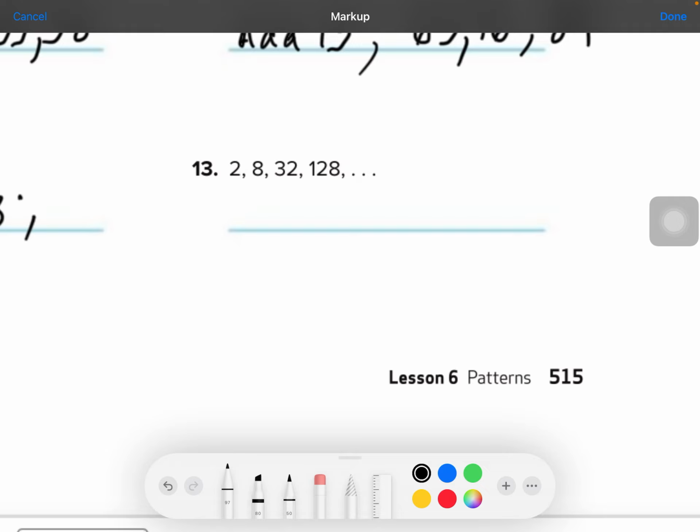Whew. 13. Let's see if we can figure out the pattern. There are 6 in between here, but there's a whole bunch more in between that. So let's see. It's definitely getting bigger, so it's not adding, so it's multiplying by something. 2 will go into 8 4 times. 8 will go into 32 4 times. So it's multiplied by 4.